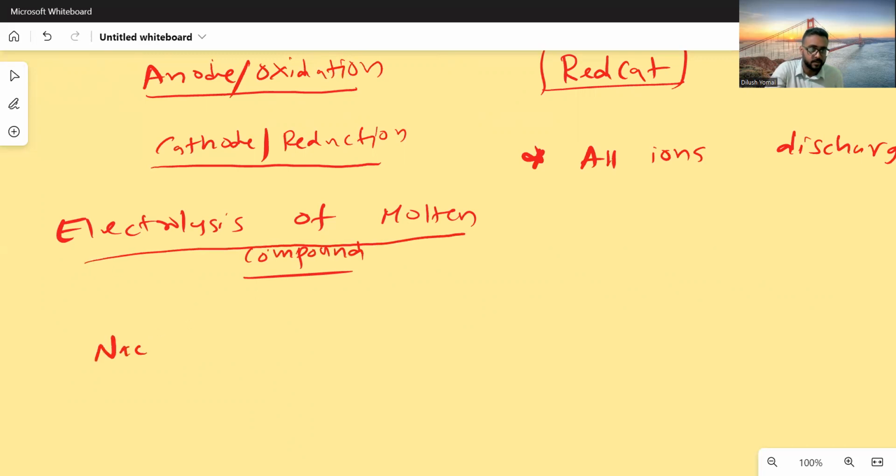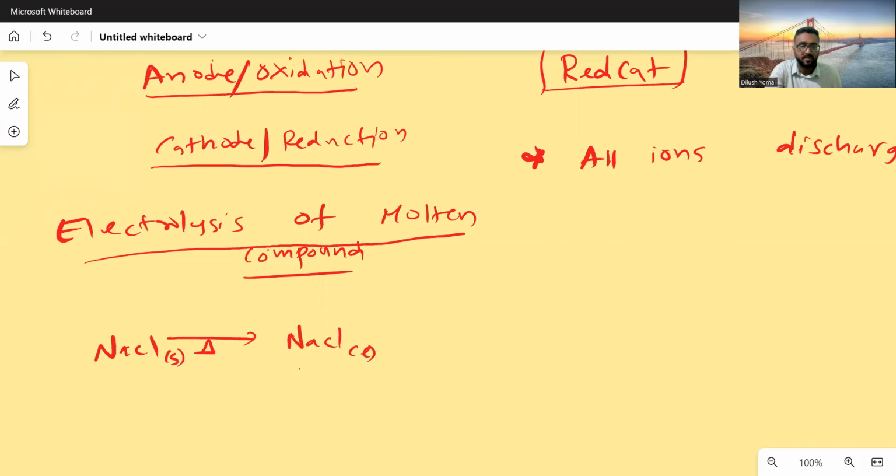Sodium chloride. Sodium chloride is a very common example, you guys know. Suppose you put solid sodium chloride into a beaker, immerse two electrodes and try to do electrolysis. That never happens, because solid sodium chloride is an ionic compound that doesn't have any free mobile ions, so it won't conduct electricity and won't be electrolyzed. Therefore you have to heat it to make it a molten compound. When you heat it, it becomes molten, which is liquid sodium chloride.